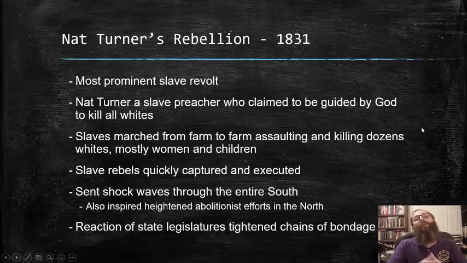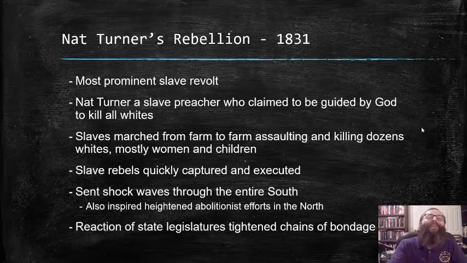The fourth and most prominent of these slave revolts during this period was Nat Turner's Rebellion in 1831. Nat Turner was a slave preacher in Virginia who claimed to be guided by God to kill all the whites and free all of the slaves. The slaves under Turner marched from farm to farm, assaulting and killing dozens of whites, mostly women and children. The slave rebels were quickly captured by the Virginia militia and executed by the Virginia government.